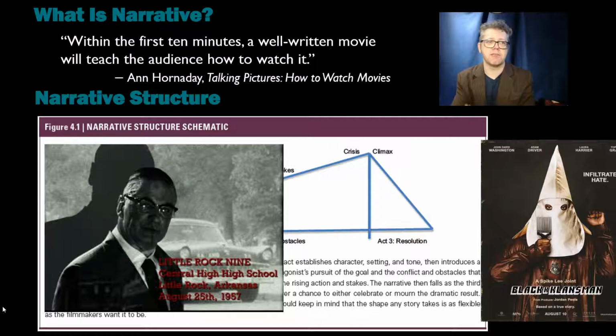But I like reading those sorts of writers speaking about film. But she says within the first 10 minutes, a well-written movie will teach the audience how to view it. And while the first moments of BlacKkKlansman don't teach us how to read the film in its diegetic world, this opening teaches us how we're going to need to consider a number of moments in this film.